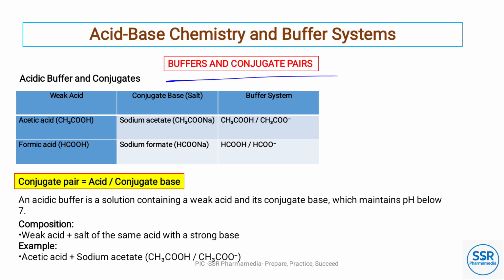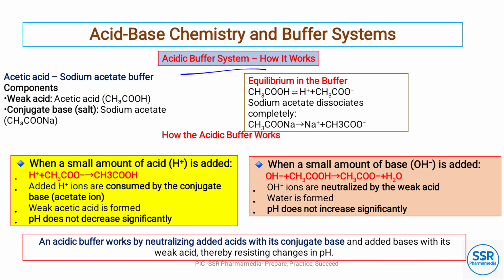So next, buffers and conjugate pairs. A buffer is made of a weak acid and its conjugate base salt. Acetic acid and sodium acetate is a buffer system. Formic acid and sodium formate is a buffer system. Next, how the buffer system works. The mechanism of a buffer, how it is working, is very important. First we will discuss the acetic buffer.